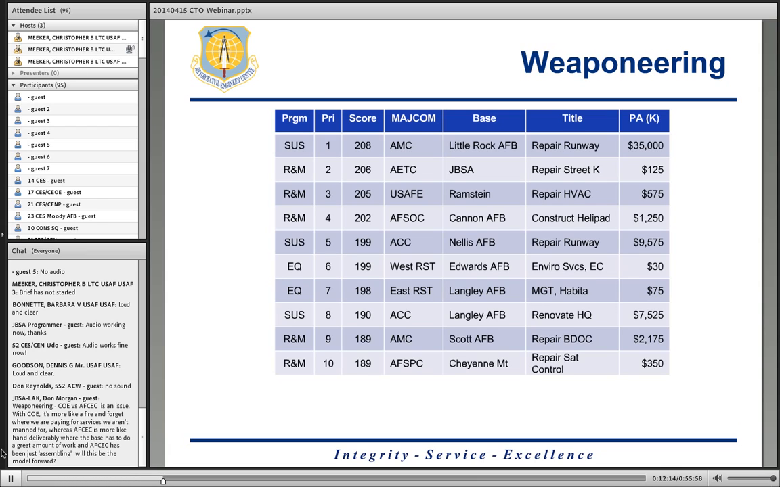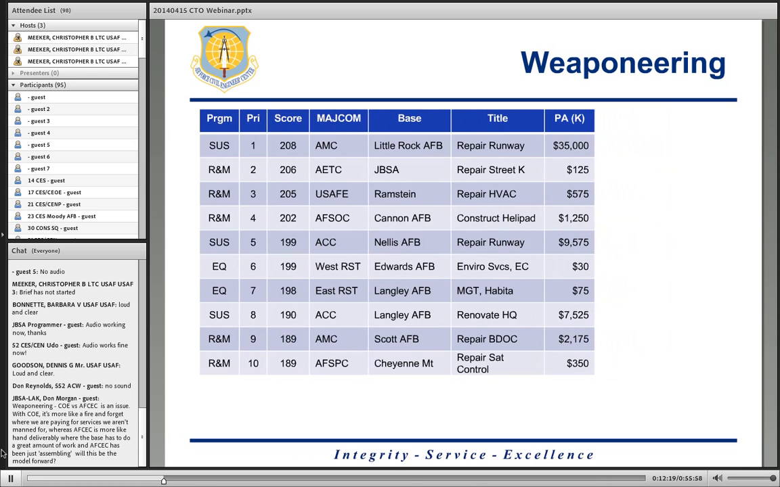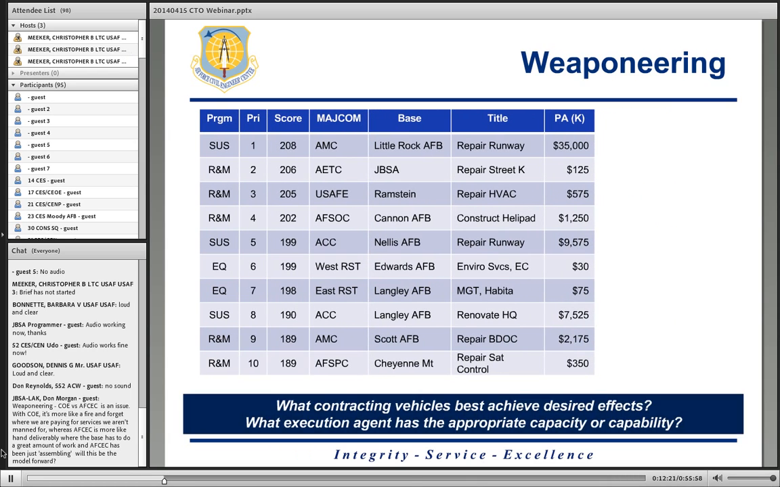From there we look at the weaponeering piece that I spoke about briefly. Weaponeering is all about what contracting vehicles best achieve the desired effect. Like I said, we have multiple agents out there. Do they have capacity and capability? We want to do the bulk of our work at the base because you guys are the best at it, but at the same time we need feedback from you. Can you handle it? Is it in your bailiwick?